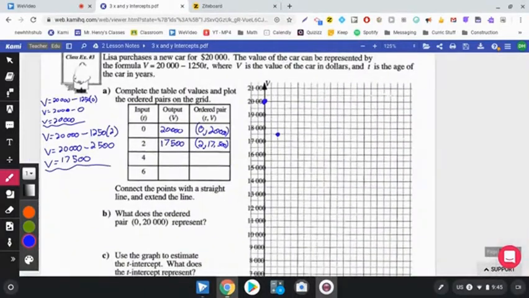Okay, let's quickly do the next ones. V equals 20,000 minus 1250 times 4 years now. So we're not going every year. We're kind of skipping. We're trying to build this line, spread it out a little bit. We'll go from there. So that would be 20,000 minus 5,000. Okay, 1250 times 4 is 5,000. Or my value is now only $15,000. Okay, and we'll plot that one.